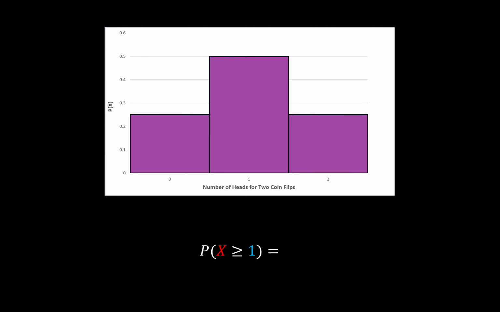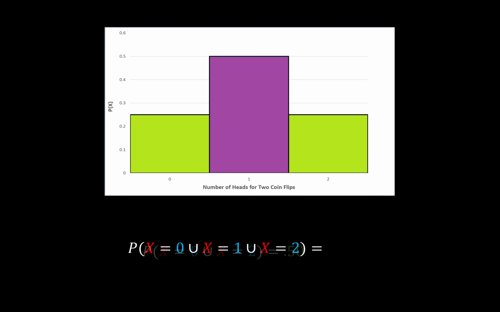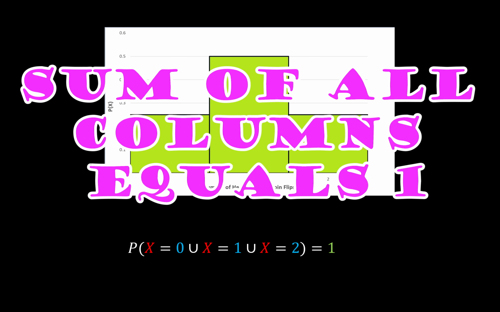And what would you say is the probability of getting 1 or more heads? Well, now it would be the sum of the heights of these two columns, which is 0.75. Okay, last one. We need to sum these two heights, which is 0.5. Notice also, if I add up all these heights together, I get 1. This is a property that is true for all probability histograms.